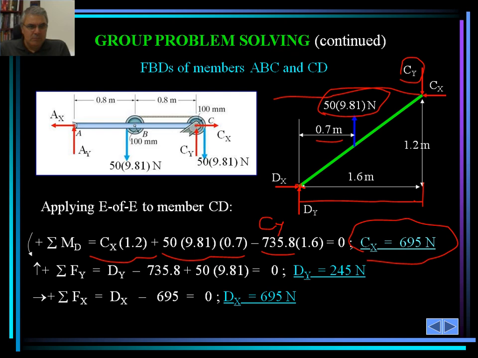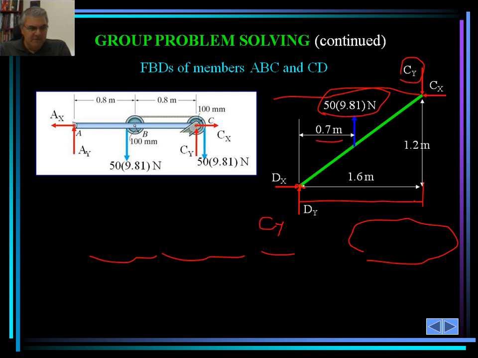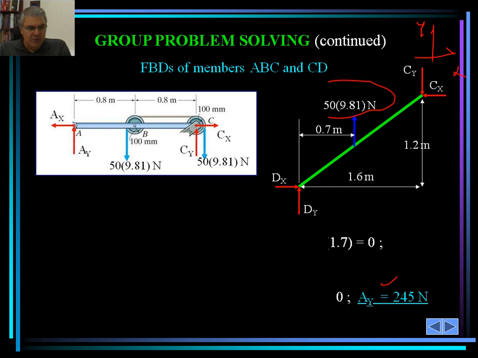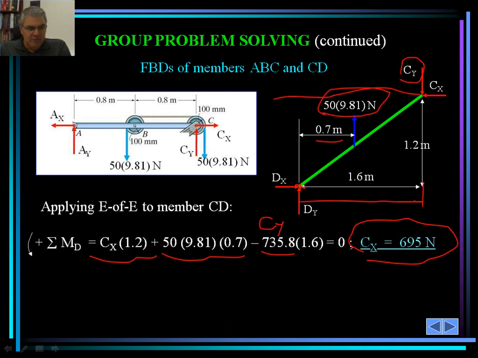So, C sub x is 695 Newton. Remember previously that we calculated C sub x to be equal to A sub x. So A sub x would also be 695. So this is A sub x as well.